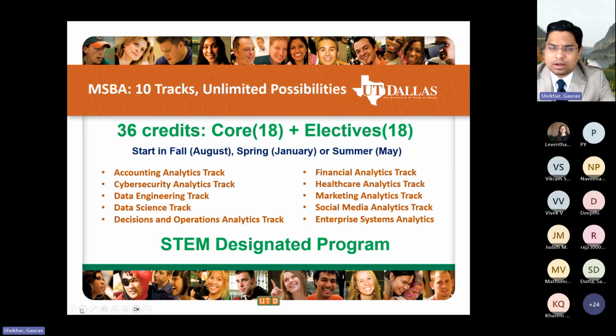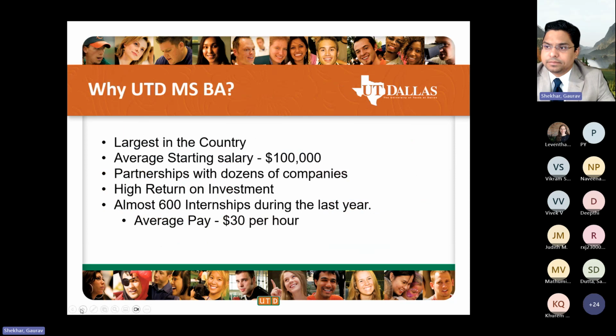It's a STEM designated program, which means if your employer is looking for STEM designated professionals, there you go, STEM professionals. If you're an international student, you have the benefit of an extended OPT period. On top of your first year OPT, you get 2 more years because of the STEM designation. We have admissions in all 3 cycles: fall, which is in August, spring, which is in January, and then summer, which is May of the year.